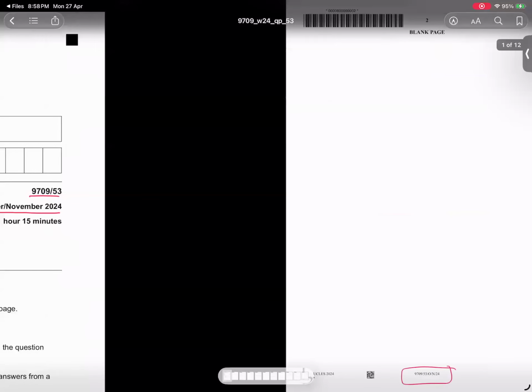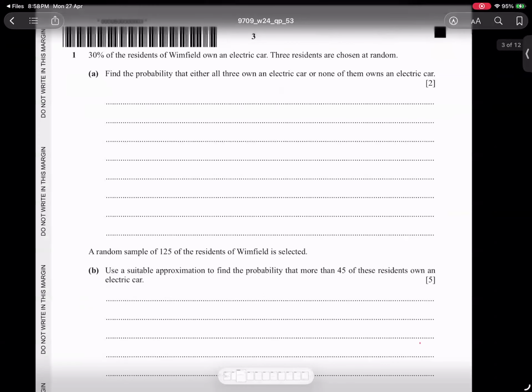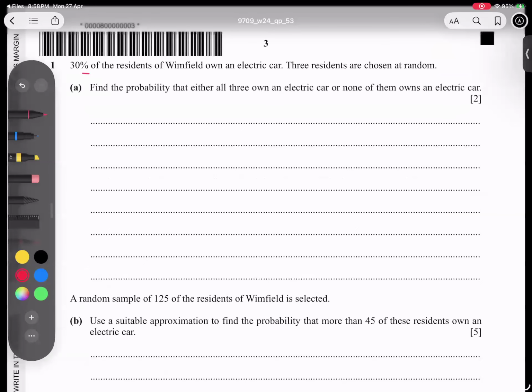Question number 1. The question says, 30% of the residents of Wimfield own an electric car. 3 residents are chosen at random, so it means a sample of 3, and 30% own a car. Find the probability that either all 3 own an electric car, or none of them own an electric car. So it means we have 2 options.